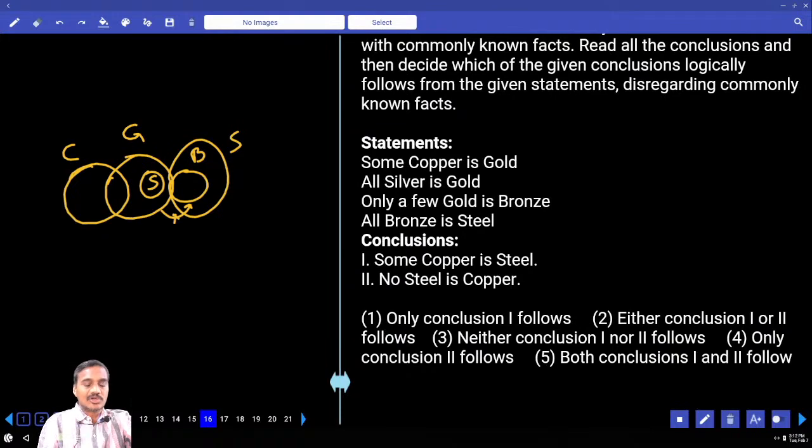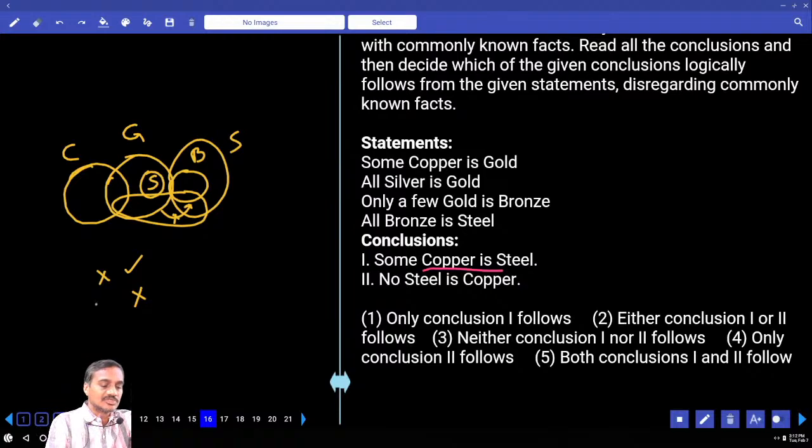Then first one, some copper is steel, no intersection. No steel is copper, definitely true. As no steel is copper is true, to make this one false, then some steel or copper can be written as steel. Alternate diagram true, previous conclusion false. And in the same way, earlier some copper is steel was false, now it becomes true. So what is your answer? Either 1 or 2, that is choice 2, question number 16.